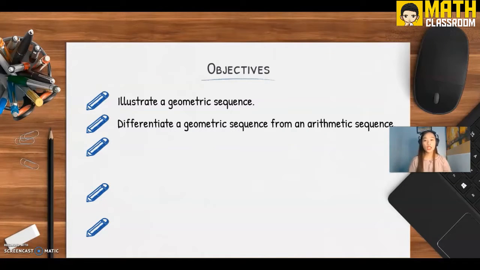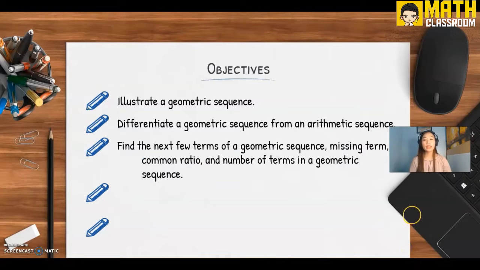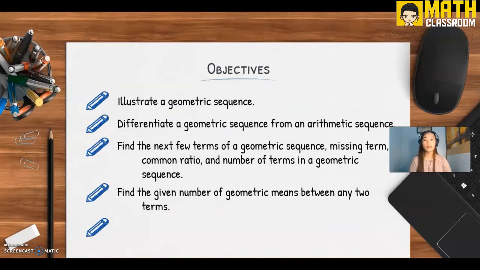Second, differentiate a geometric sequence from an arithmetic sequence. So basically, you will know the difference between a geometric and arithmetic sequence. Third, find the next few terms of a geometric sequence, missing term, common ratio, and number of terms in a geometric sequence. Fourth, find the given number of geometric means between any two terms. And lastly, find the general term or end term of a geometric sequence.